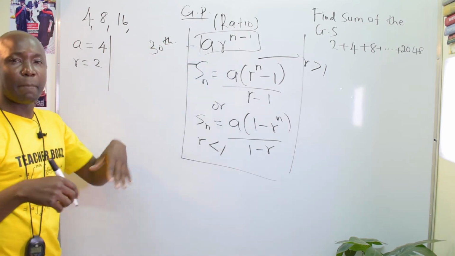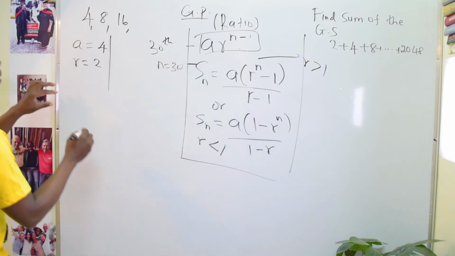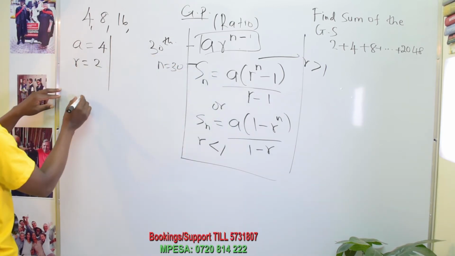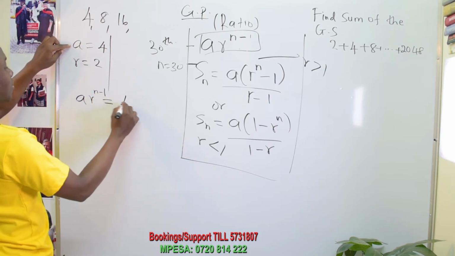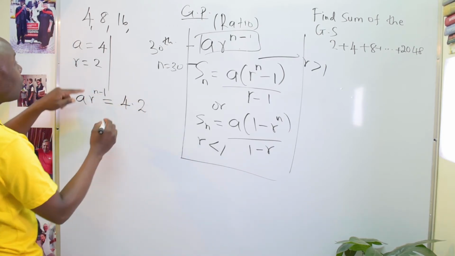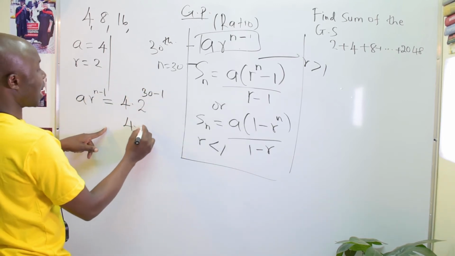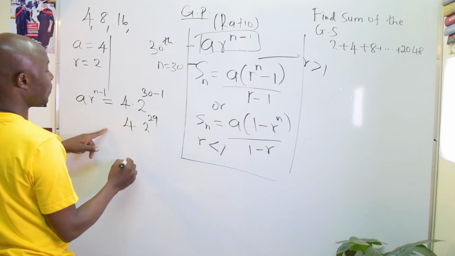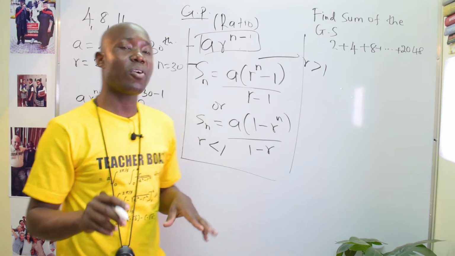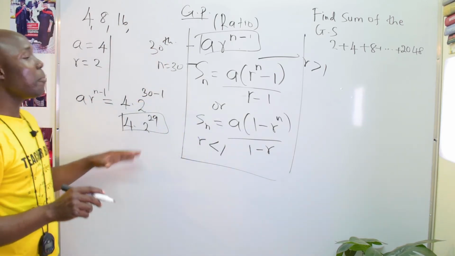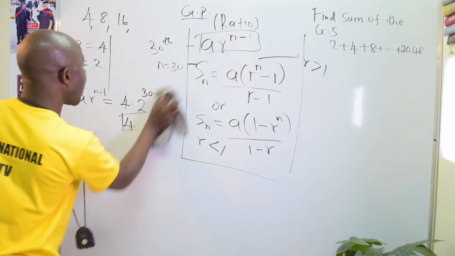The 30th term means when n is equal to 30. So what are we supposed to do? We write our formula, A R to the power n minus 1, becoming A is 4 times R is 2, the power n being 30 minus 1, which is 4 times 2 to the power 29. So you use your calculator, 2 to the power 29 means 2 times 2 times 2, all the way to the 29th power, then you multiply by 4. So we've already known how we work that out.